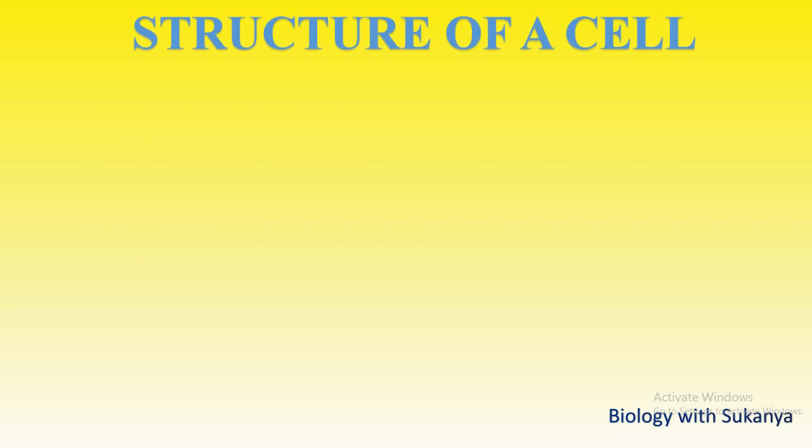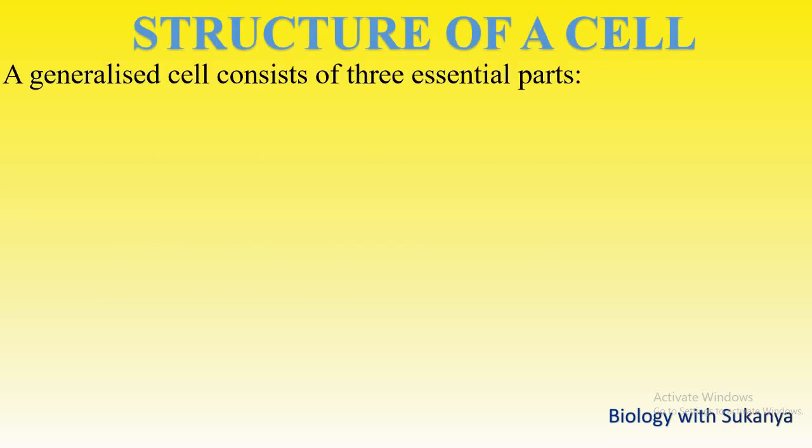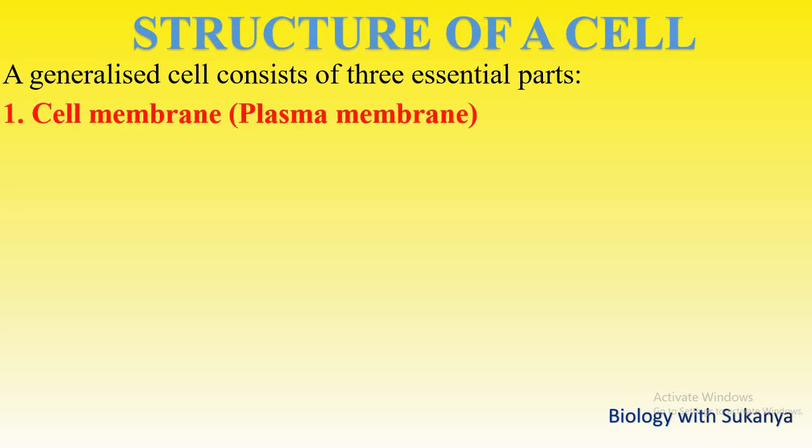So what is the structure of a cell? A generalized cell consists of 3 essential parts. First, the cell membrane, which is also known as the plasma membrane. 2. Cytoplasm. 3. Nucleus. So these 3 make up the essential parts of the cell.